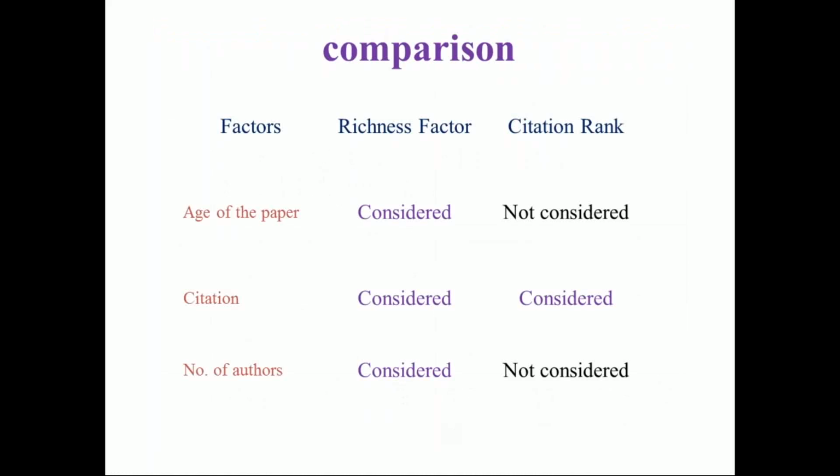I have not described how the richness factor and research factors are calculated, because we are concentrating more on the H index and other things. For the richness factor, the age of the paper is considered, the citation rank is not considered. Citation and number of authors are considered. Therefore, in the richness factor, age of the paper, citation and number of authors are considered, whereas others are not considered.